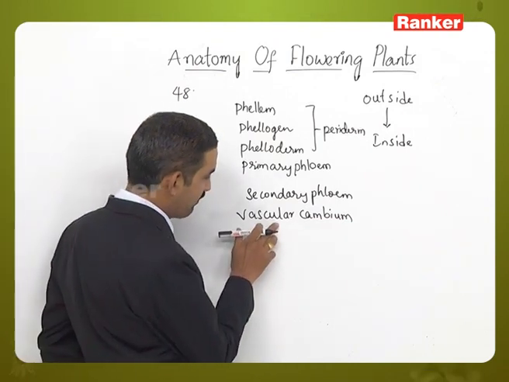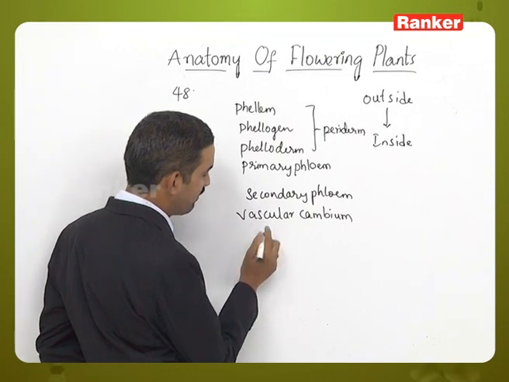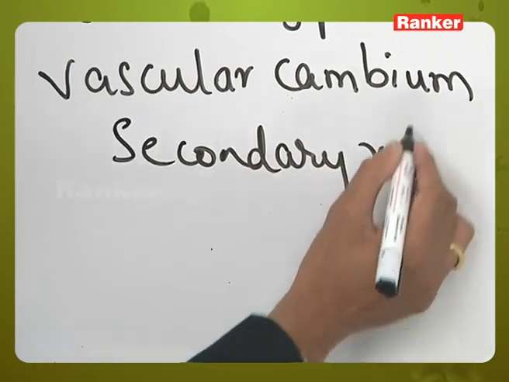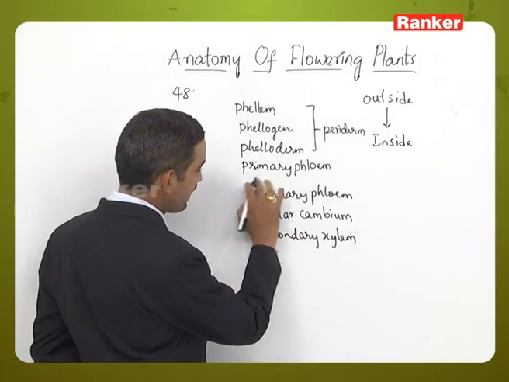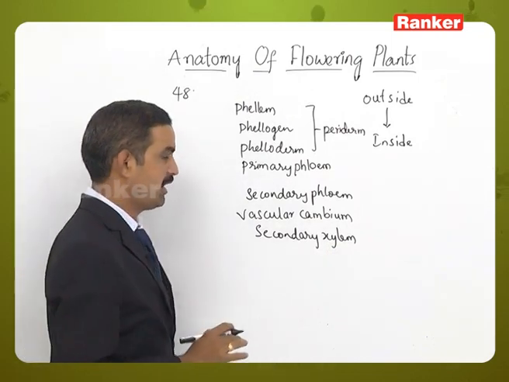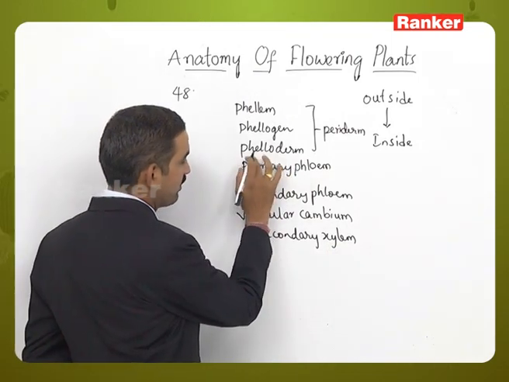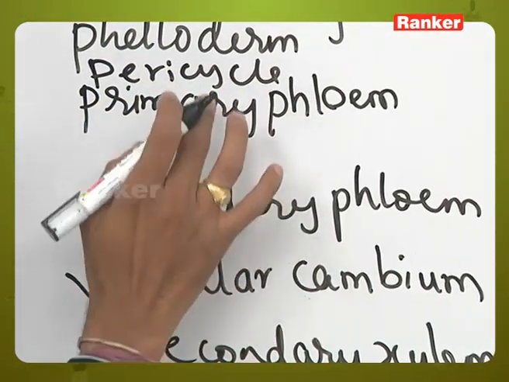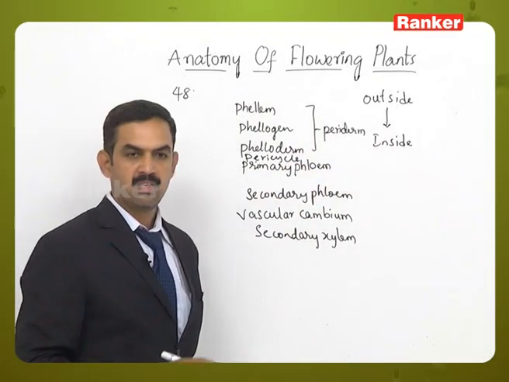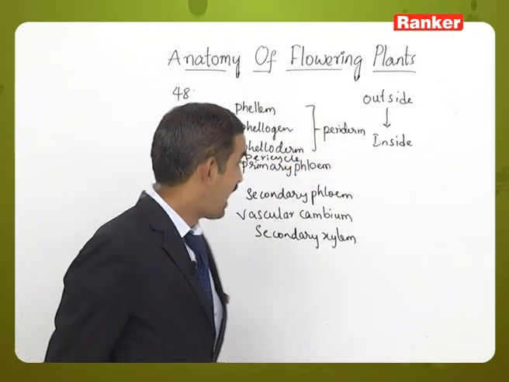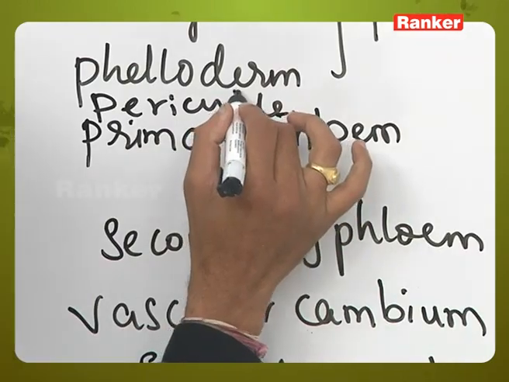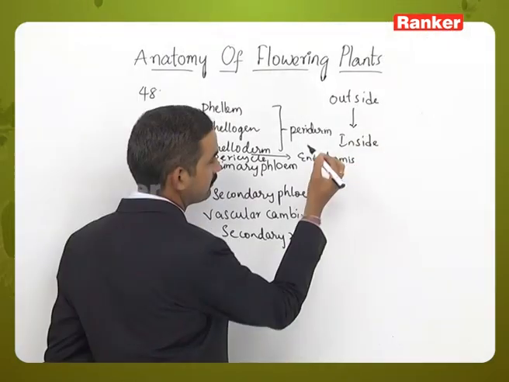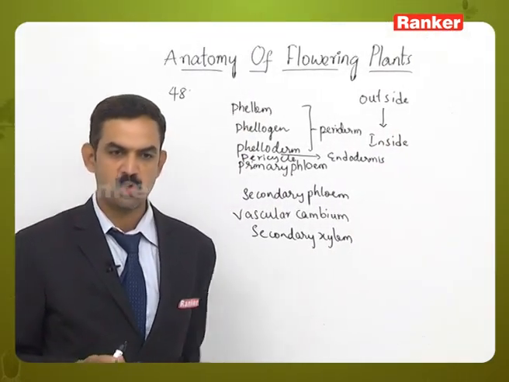And below the vascular cambium, we can see the presence of secondary xylem. This is about the cambium we are talking about, but before that, at this region we can see the possibility of presence of pericycle, because pericycle is the outermost limiting layer for this one. So there is a possibility of presence of pericycle, and outside the pericycle, endodermis is also seen.